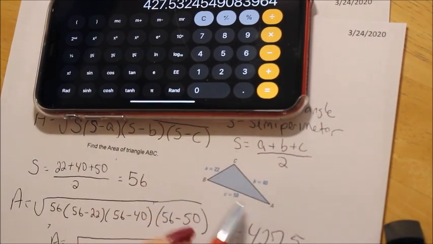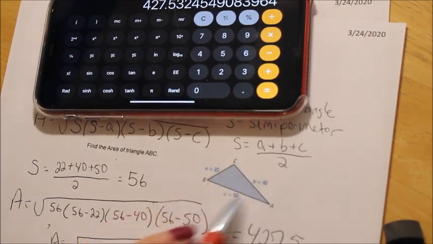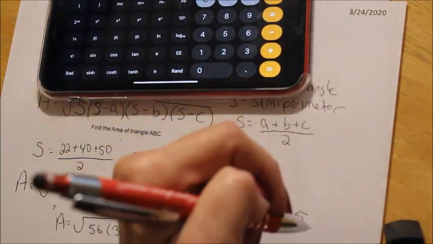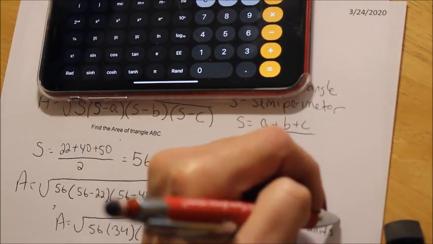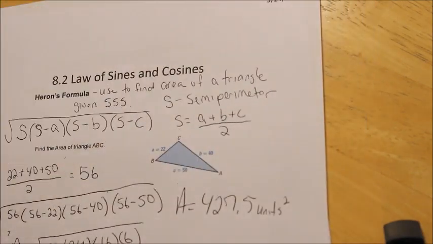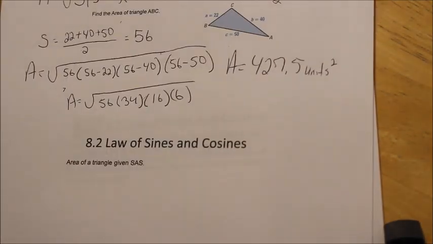And it doesn't say if it's inches, feet, whatever. So we'll just say units squared. Okay, there you go. All right, one last formula.